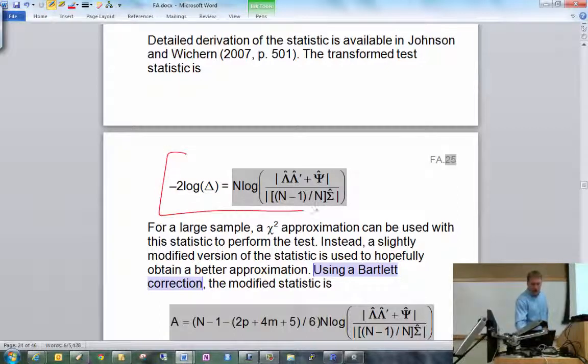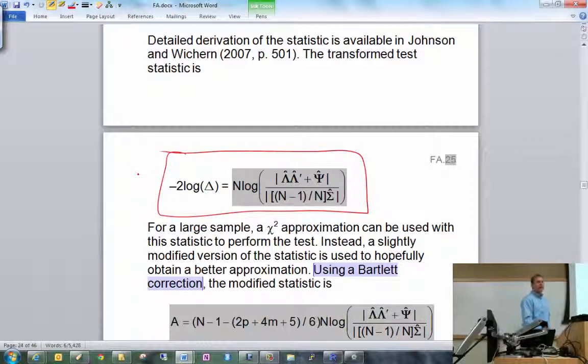My negative 2 log lambda looks like this if you were to go through all the math. Note that I actually put a delta here versus a lambda because, of course, our factor loading matrix, when we're doing factor analysis, is called lambda. So that's why I chose to change my lettering.